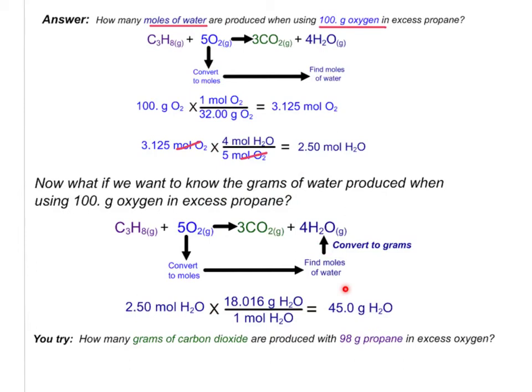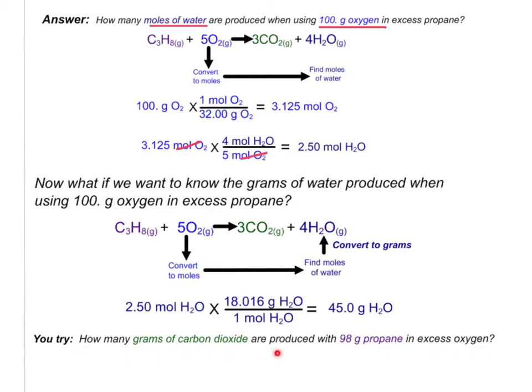Now, you'll notice that if I start with the grams of one of the reactants and I'm asking for grams of the product, I'm going to first convert the reactant into moles, find the number of moles of the product, and then convert back to grams. So it will be 3 steps. You try this problem now.